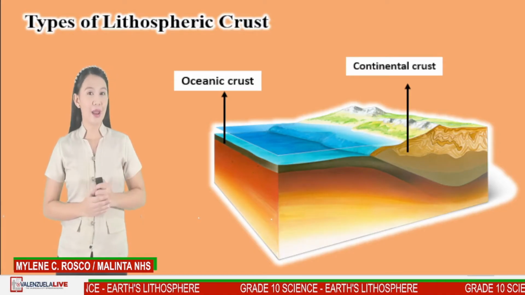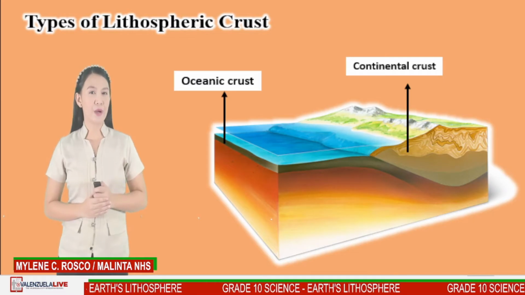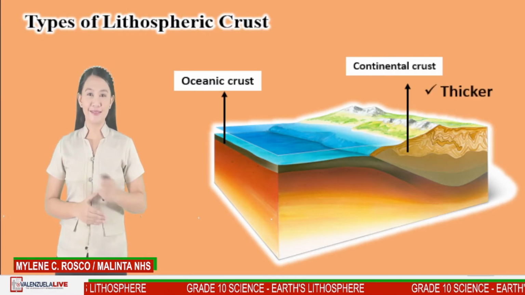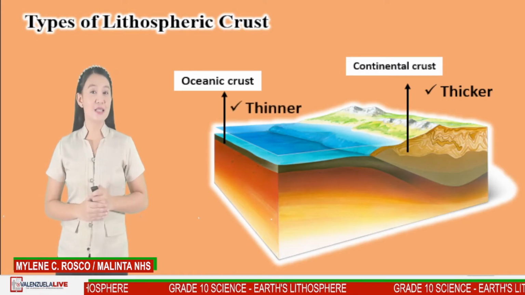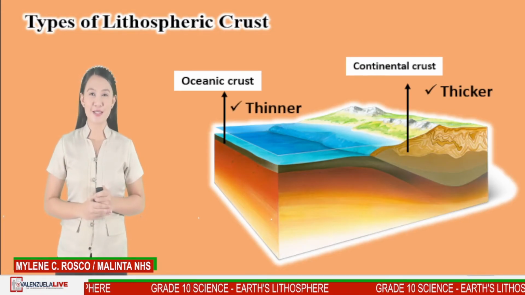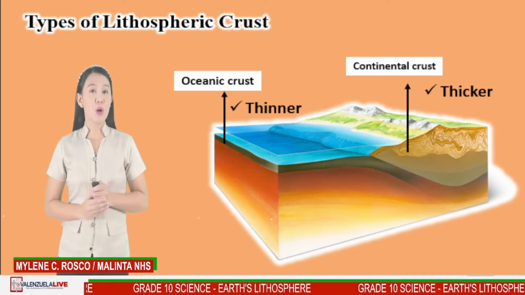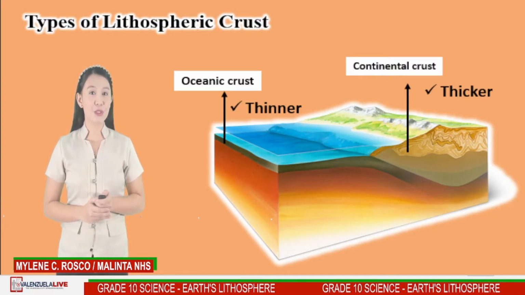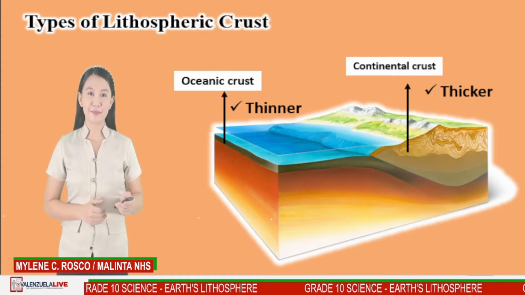Look at the diagram. Which type of crust is thicker? You are correct. Continental crust is thicker than oceanic crust. Although oceanic crust is thinner, it is denser than the continental crust.